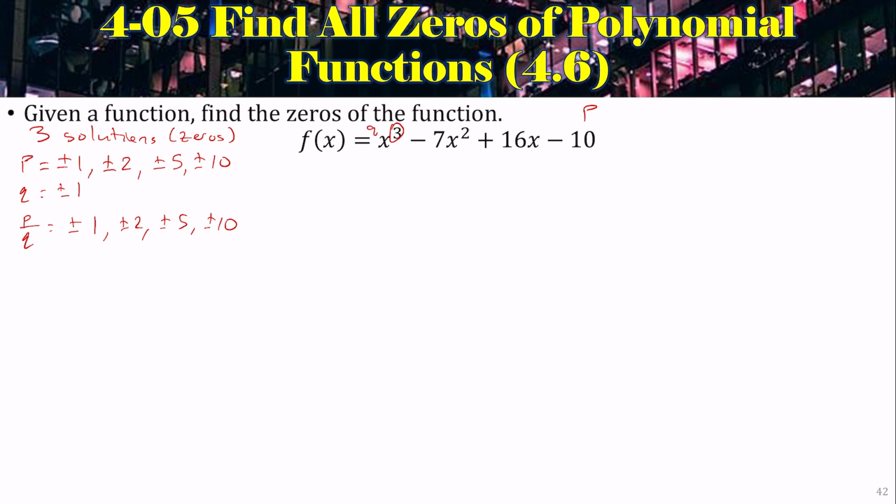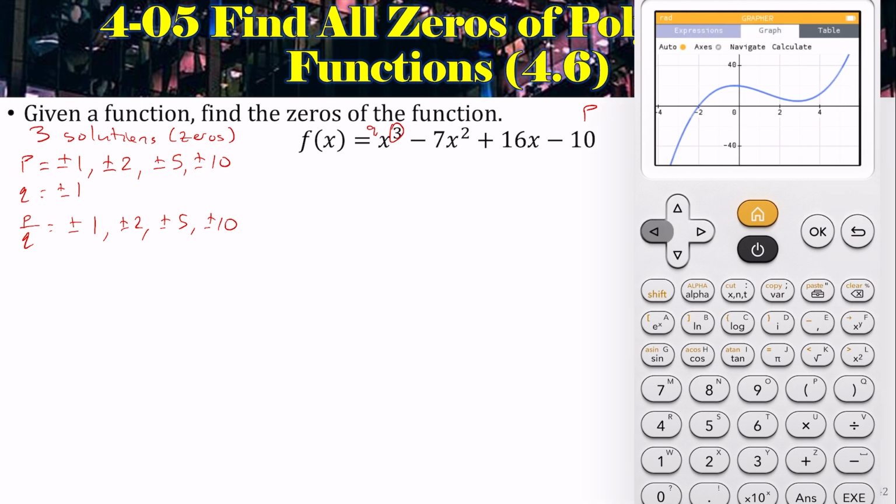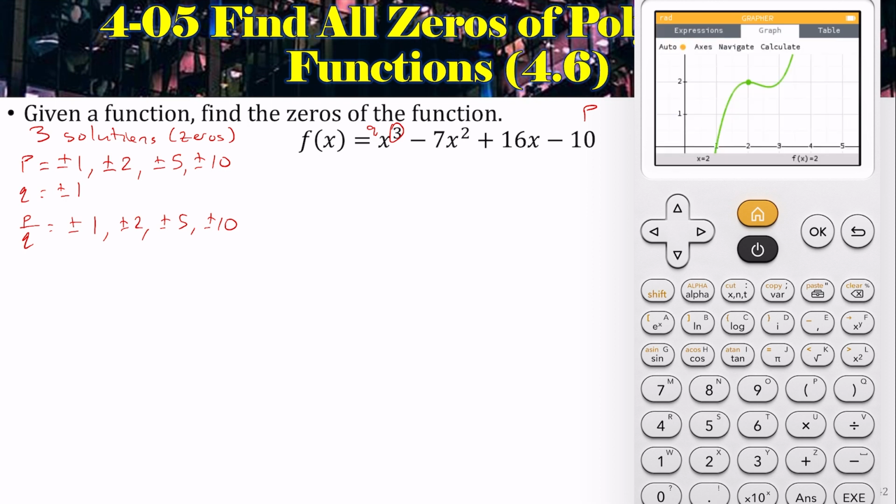All right, so let's pick something. Let's pull out the calculator again. Let's go back and put this one in. So it's x cubed minus 7x squared plus 16x minus 10. And let's look at the graph. We appear to have an x-intercept at 1. So let's try that for our synthetic division.